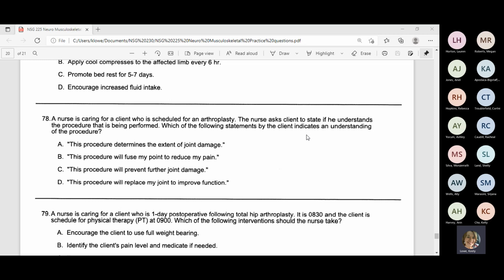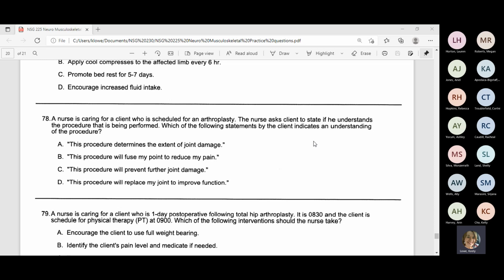Nurse is caring for a client who's scheduled for an arthroplasty. The nurse asks the client to state if he understands the procedure being performed. Which of the following statements by the client indicate an understanding of the procedure? So the arthroplasty. D. Yeah. So it's to replace the joint. It's not done to determine the joint. An arthroscopy would be going in to determine the extent of damage, where they're just going to look around. They're not going to fuse the joint. The procedure won't prevent further joint damage, but the purpose of it is to replace the joint, so it improves its function.